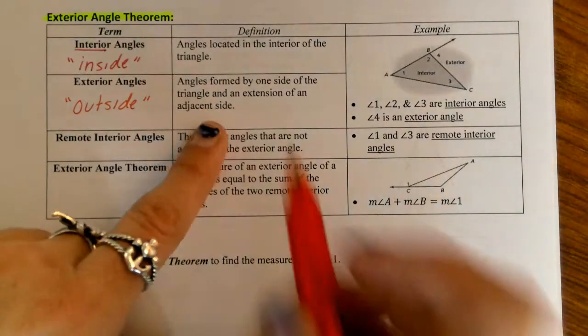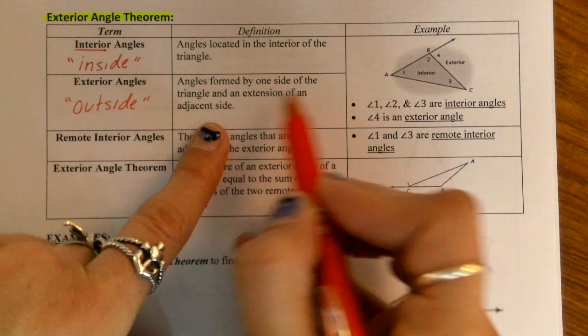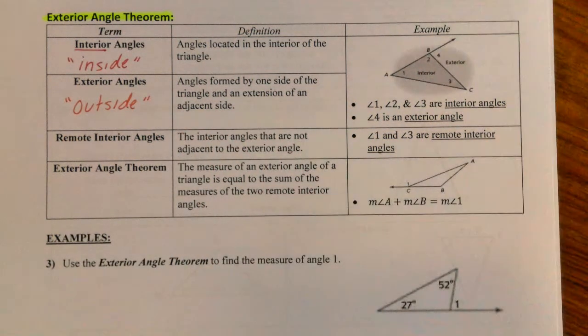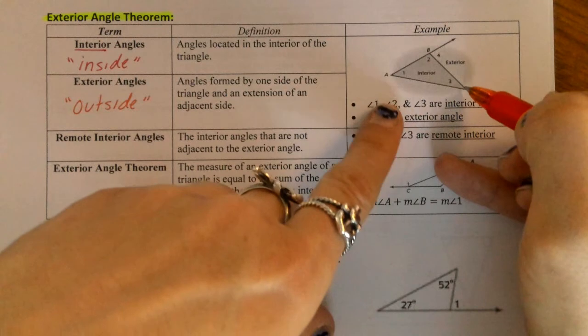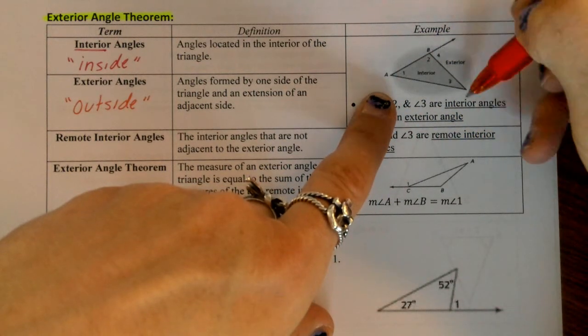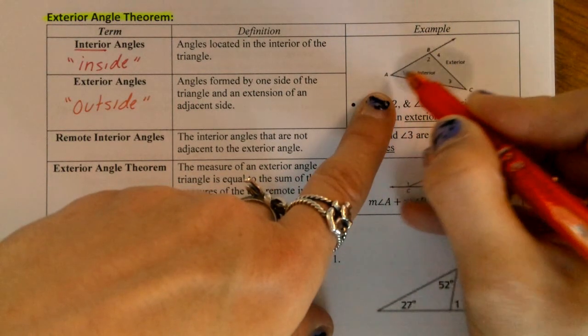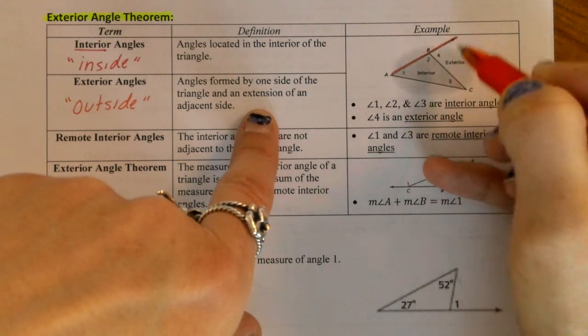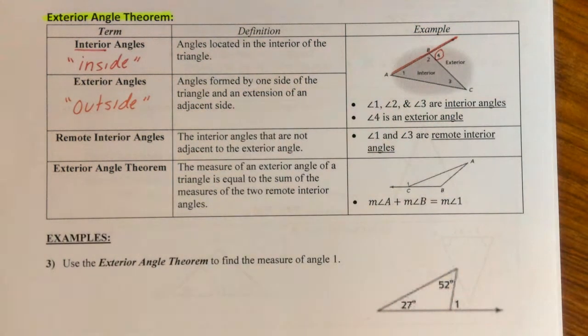Okay, these are going to be formed by one side of the triangle and an extension of an adjacent side. What that means, I know it sounds confusing, but you're going to take one side, let's say side BC right here, and you're going to take side AB. The extension means you're going to extend one of those sides and you're going to create this exterior angle right here. Okay, and you see where it says the word exterior. So angle 4 is your exterior.